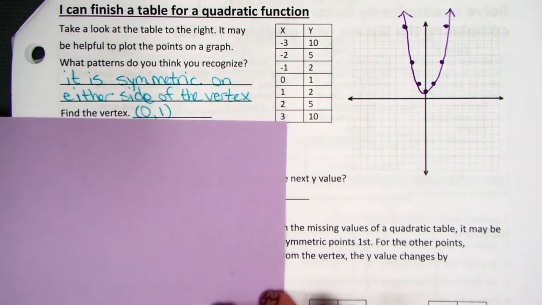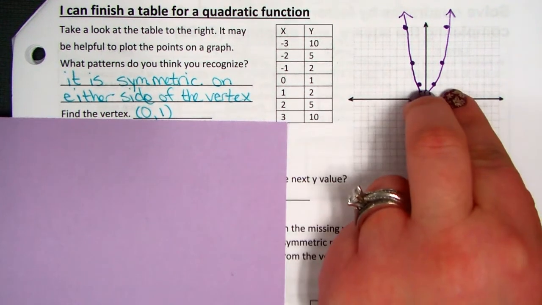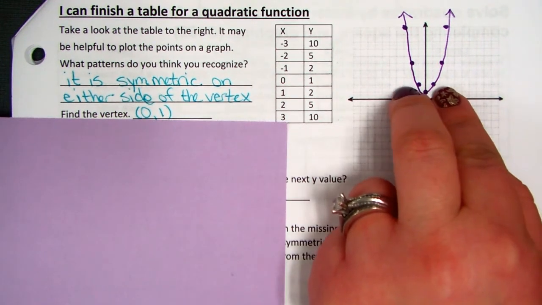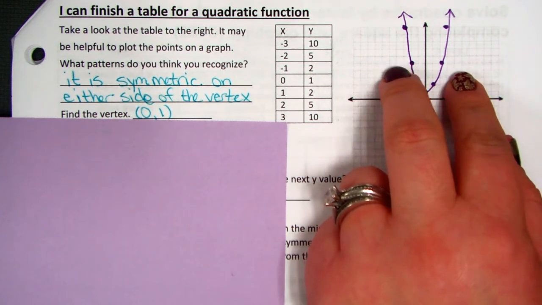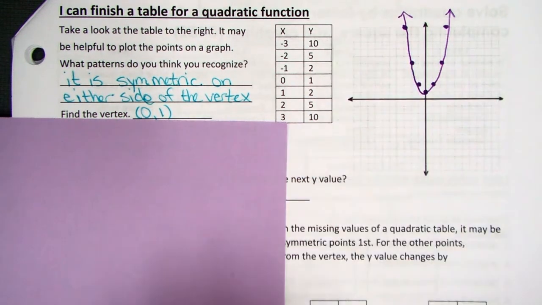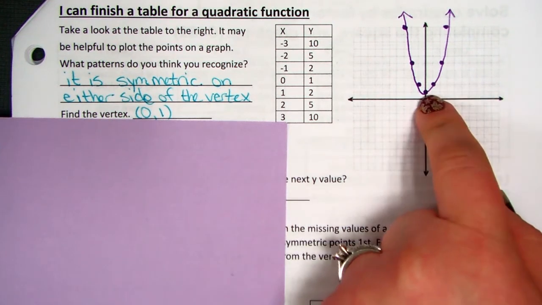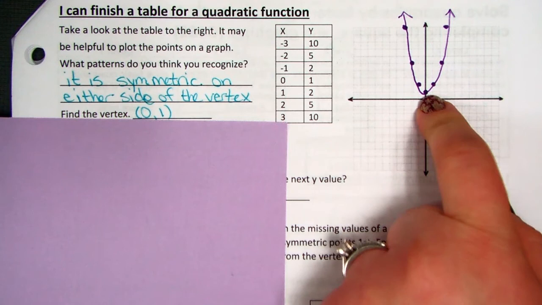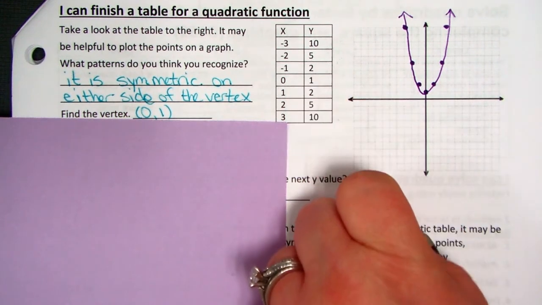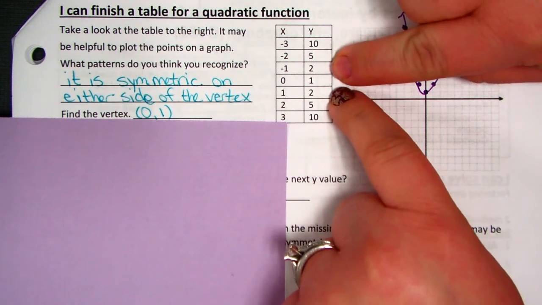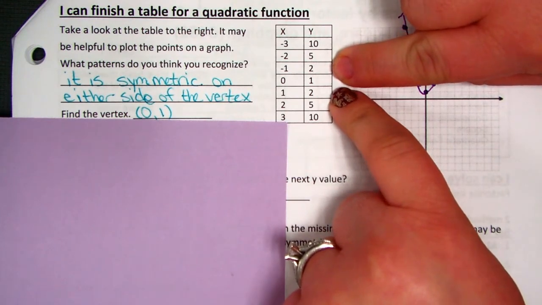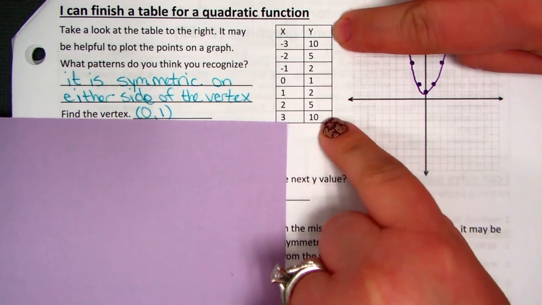So it was symmetric on either side of the vertex. So 1 out from the vertex, they were both at 2. 2 out from the vertex, they were both at 5. 3 out from the vertex, they were both at 10. And I know that this is the vertex because it happened right in the middle. And you can see that over on the table as well. 1 out from the vertex is at 2, then 5, and then 10.